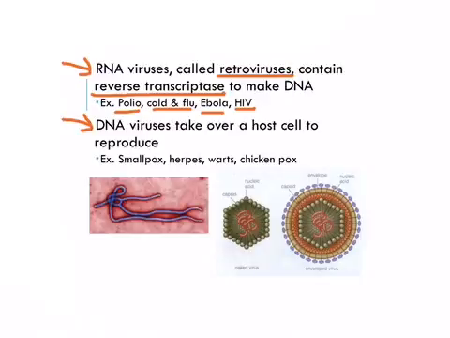The other type of virus is made of DNA, again with a protein coat around it. DNA viruses simply insert their DNA into the host cell, and then they insert that DNA into the host genome, and then it's copied along with the host's DNA. More of a straightforward process. Examples of DNA viruses: smallpox, herpes, the virus that causes warts, and then chickenpox virus. These are all examples of DNA viruses.